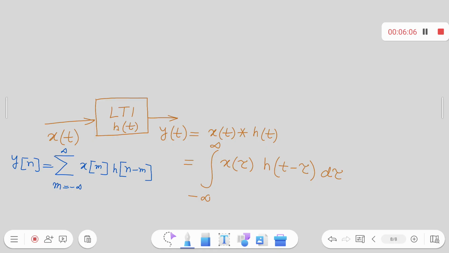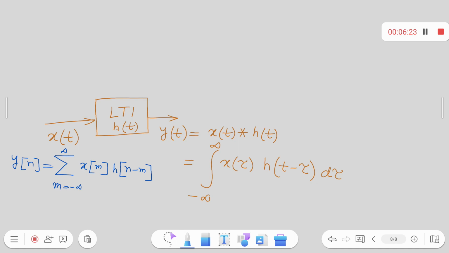Impulse response will give you the entire picture of the system itself. That means it can completely characterize the system, and that happens only for an LTI system. You can also calculate the impulse response for a non-LTI system as well, because nobody can stop you.